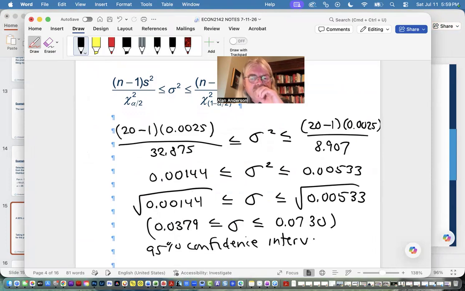The one for the variance is important, but it's very difficult to interpret it correctly because variances are measured in squared units. Normally, it's the standard deviation that we're interested in. Okay, so this is the one we want.